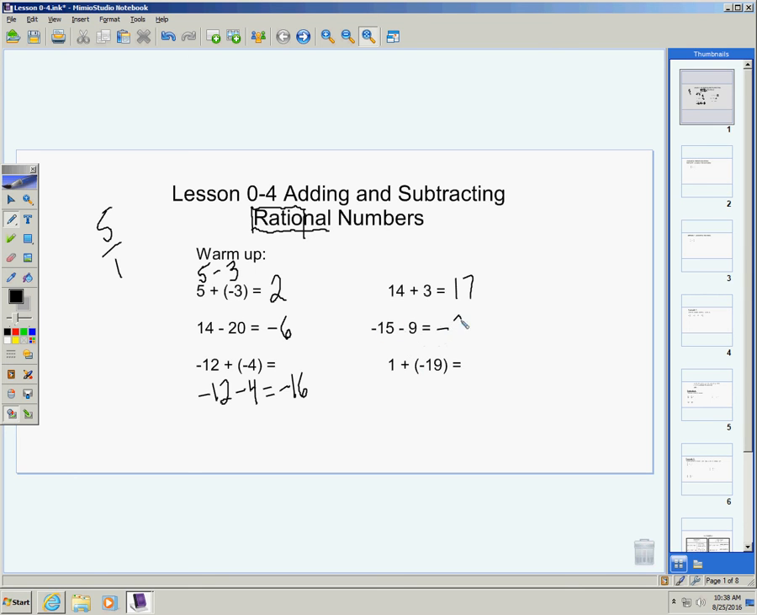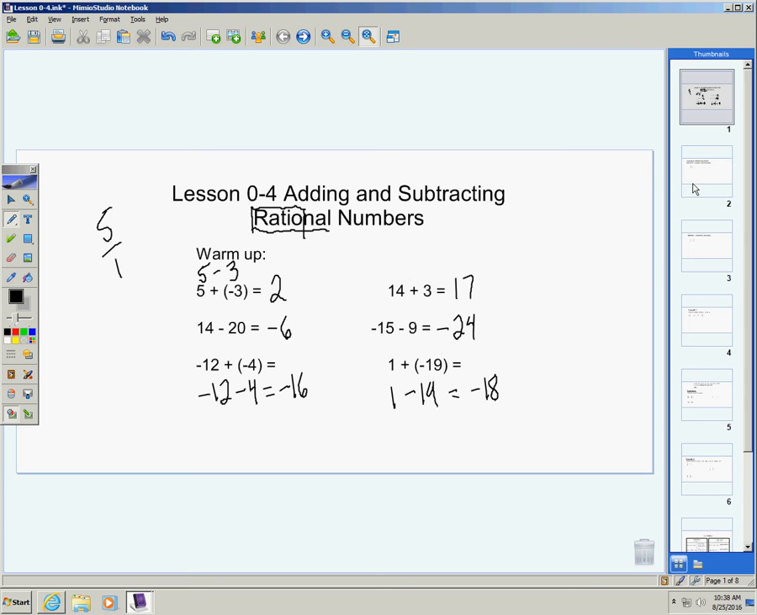You can kind of think of this as just adding these two numbers together and putting a minus sign in front. Last one, 1 plus negative 19. Hopefully you get this by now. Adding a negative is the same thing as subtracting a positive. 1 minus 19 would just give me negative 18. Hopefully all this was just a quick, easy review for you. You should already know all that.